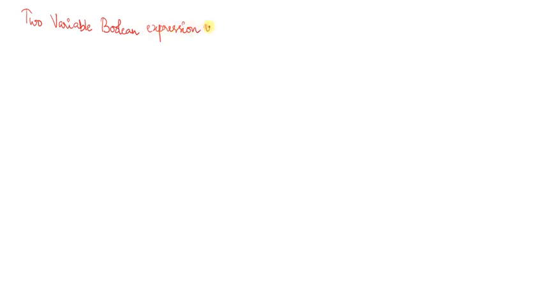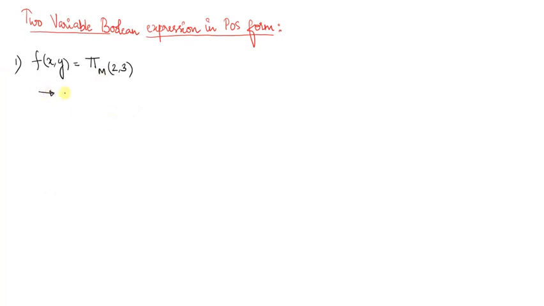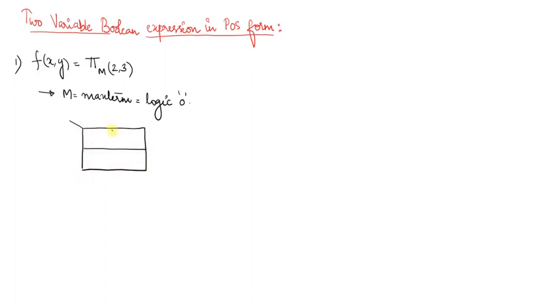So moving on to the next set, that is two variable Boolean expression in the POS form. We have the equation f of x comma y equal to pi of m 2 comma 3. Now since it deals with POS form, this is corresponding to max terms. So we'll be entering a logic 0 instead of a logic 1, unlike the min-term case. So corresponding to the decimal equivalent in the Karnaugh map, we'll be entering a logic 0.